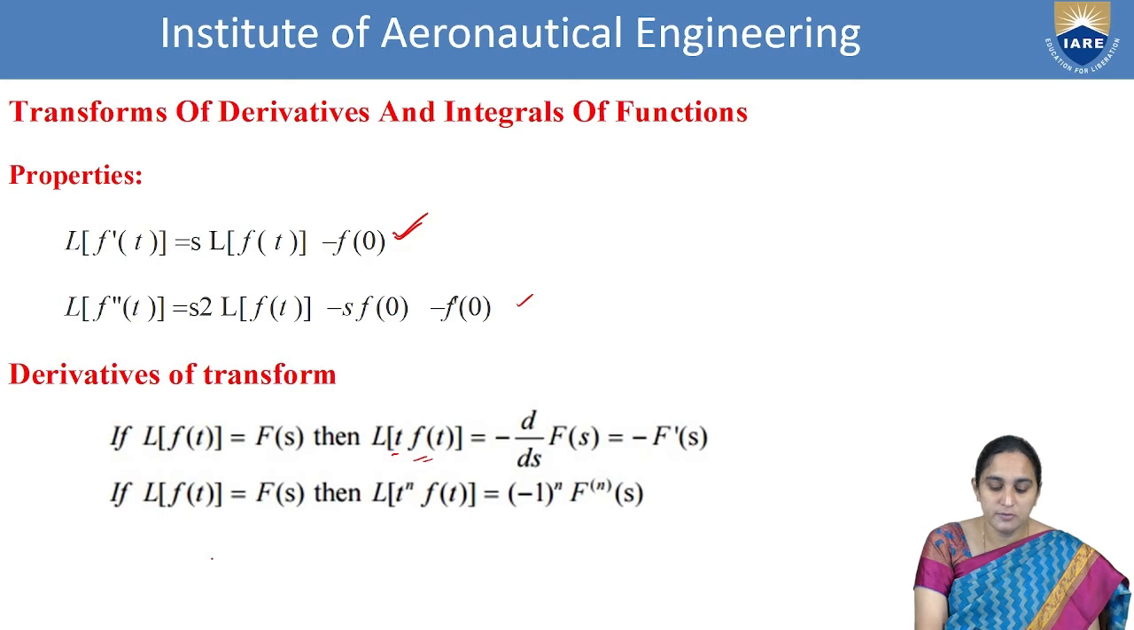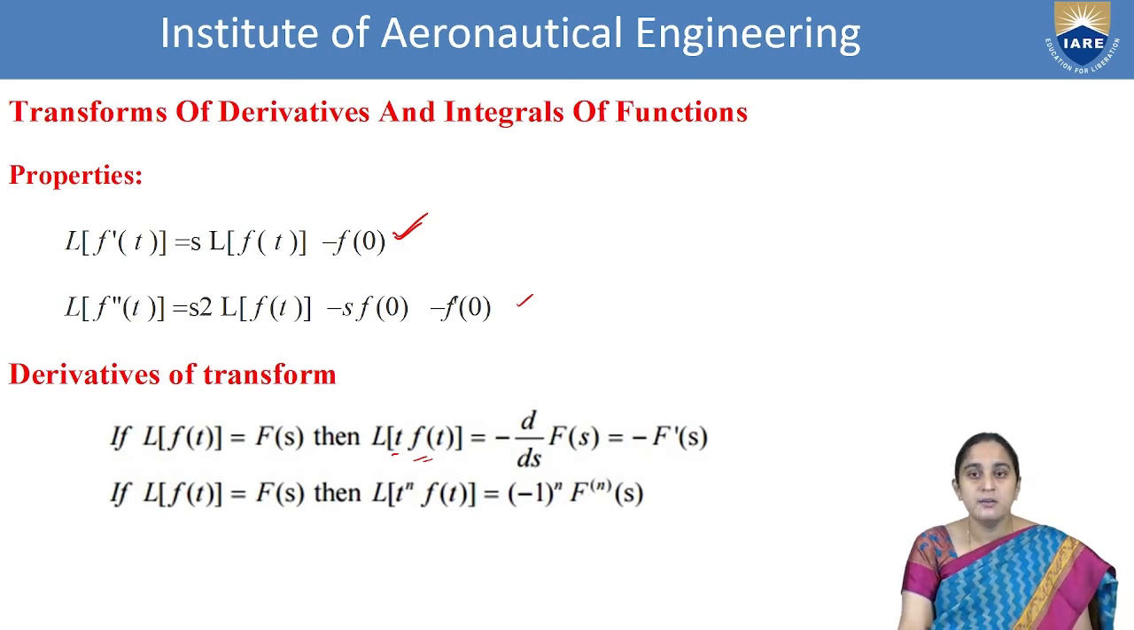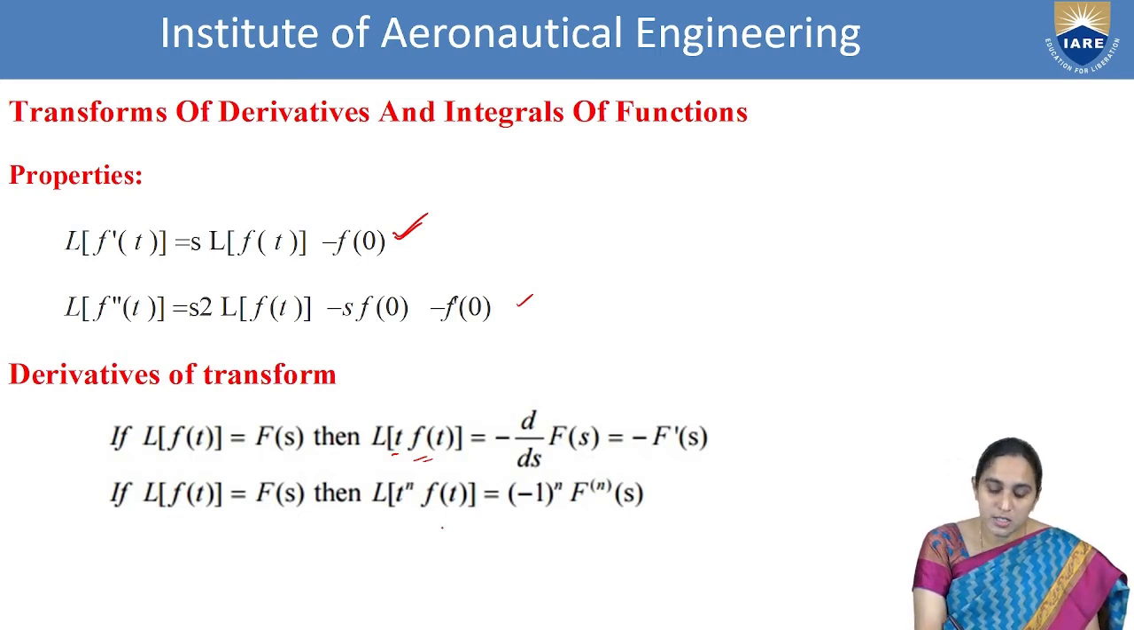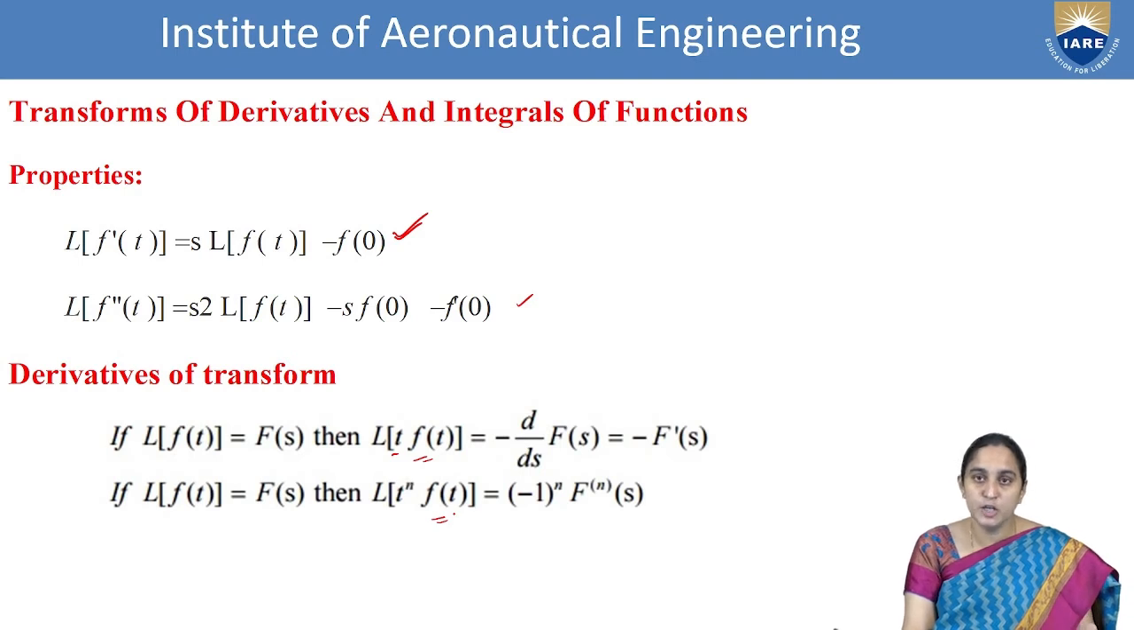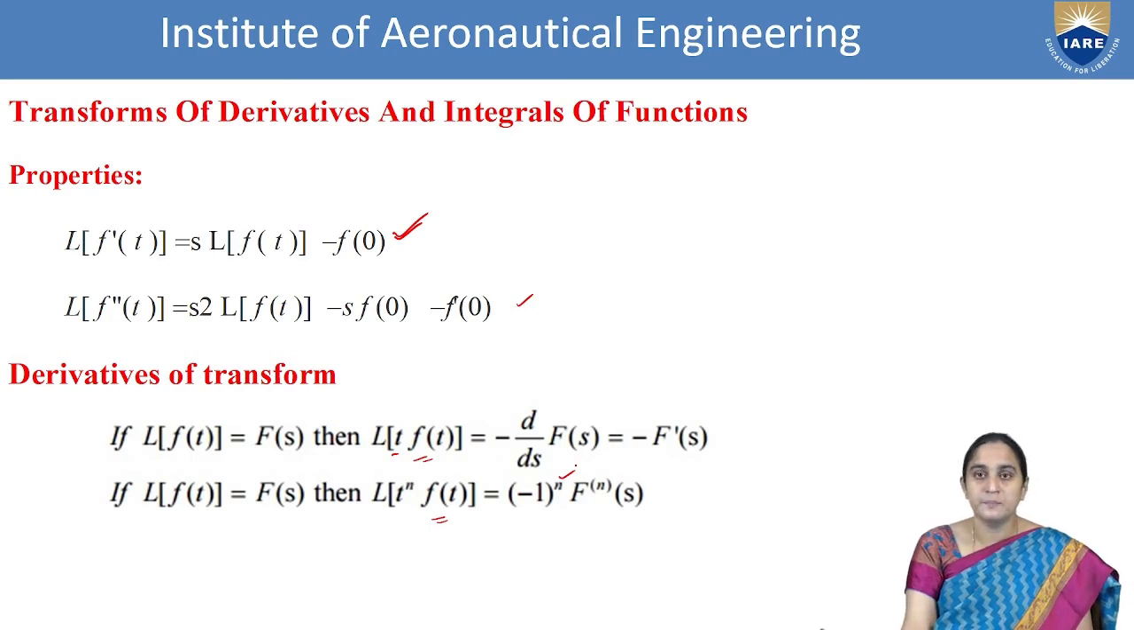And another one, if Laplace of f of t is equal to f of s, then Laplace of t power n into f of t. There also the function is multiplied with t only, but the power is the nth term. For that case, how will I write the formula? That is minus 1 whole power n into f power n of s. Here n is the power of the t.